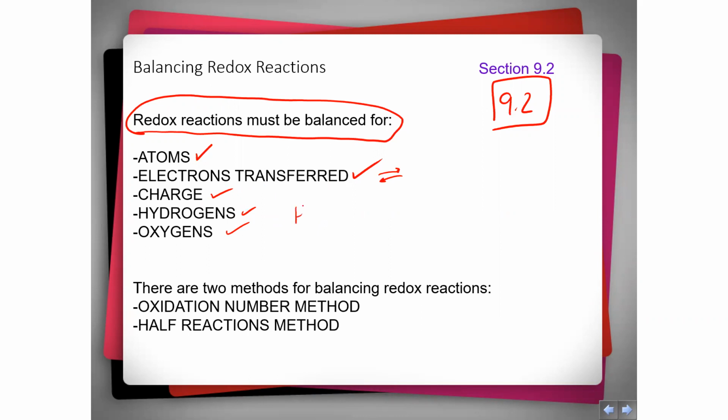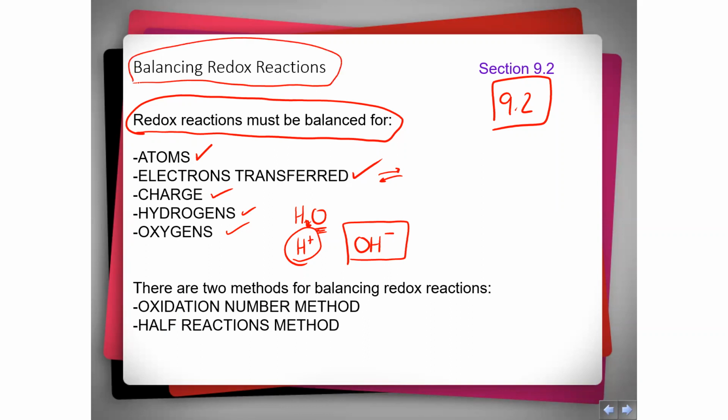We're going to use water to balance our oxygens, because these redox reactions typically take place in water, so H2O has an oxygen. And typically they take place in acidic reactions, so we can use H ions, or hydrogen ions, to balance our H's. And if we take place in a basic solution, we are going to use hydroxide ions. So we're going to, in this section, learn how to balance a redox reaction.